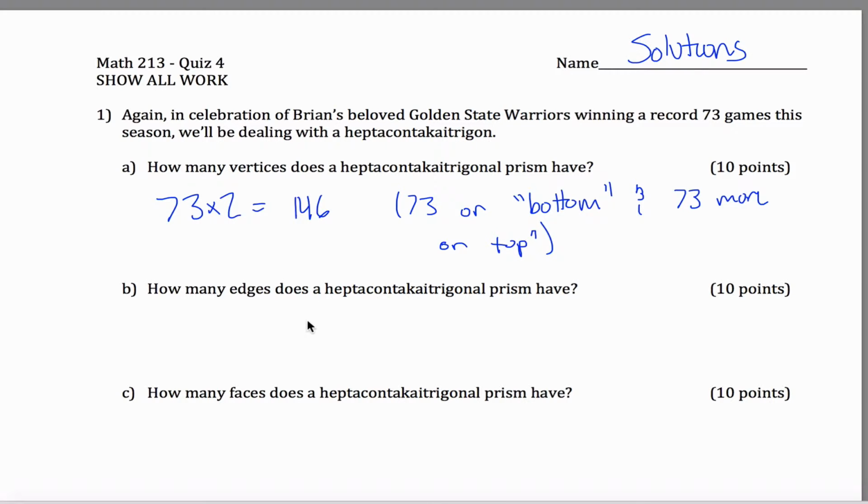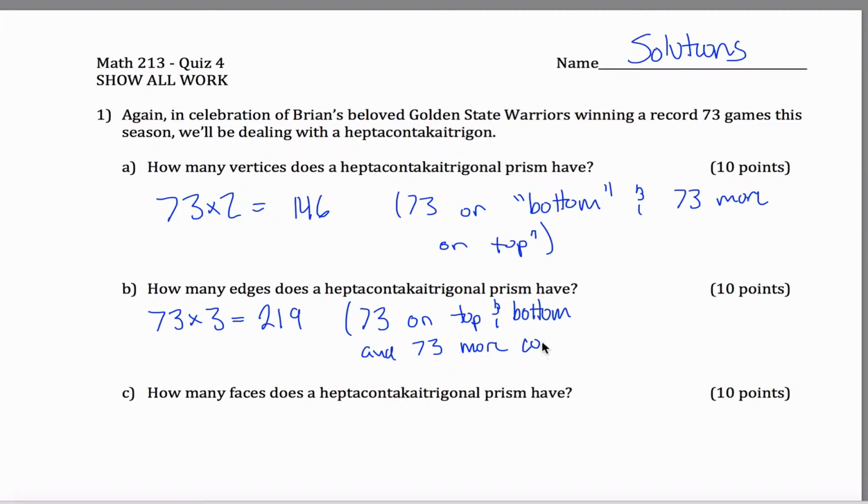What about how many edges does this thing have? Well, that one's a little bit tricky, at least I think it is. The answer is going to end up being 73 times 3, I believe, which is 219. And you can kind of think about that as 73 on the top and the bottom, and 73 more connecting the 73 vertices from top to bottom.